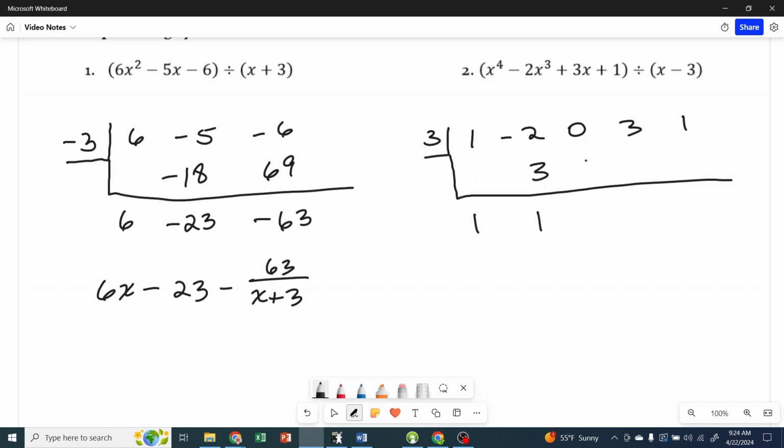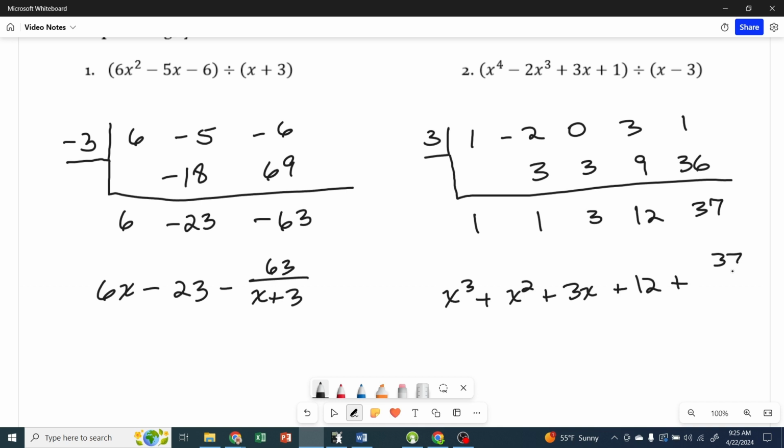3 times 1, 3. -2 plus 3 is 1. 3 times 1 is 3. 0 plus 3 is 3. 3 times 3 is 9. 3 and 9 is 12. 3 times 12 is 36. And 1 and 36 is 37. So our final answer, x cubed plus x squared plus 3x plus 12 plus 37 over x minus 3.